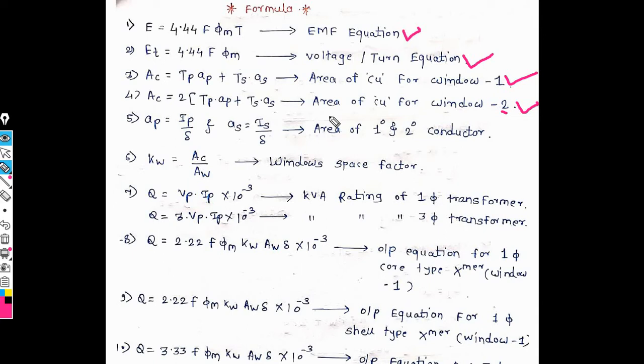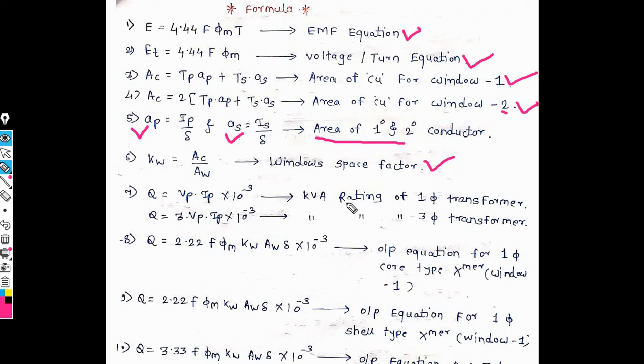Now, the area of primary and secondary conductor. This is very important. That is, Ap is equal to Ip upon sigma for the primary winding and As is equal to Is upon sigma for the secondary winding. Okay. Also, the next formula is the window space factor. That is, Kw is equal to Ac upon Aw. Ac means area of copper in the window, upon the area of the window.